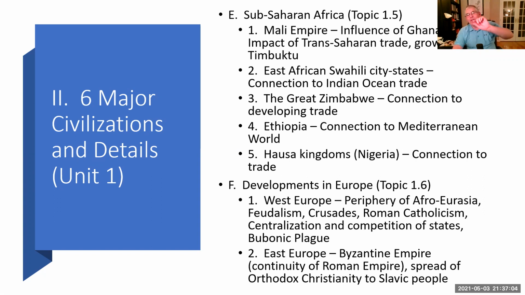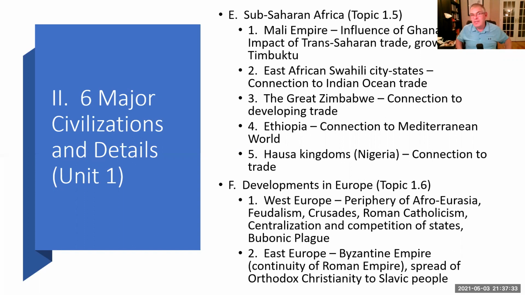And then along the Niger River, in what is today Nigeria, we have the Hausa kingdoms. And the Hausa kingdoms are engaged in the trans-Saharan trade. And that trade generates wealth for these individual kingdoms. And these kingdoms are going to pull together to provide mutual defense. But otherwise, they maintain a certain degree of independence.